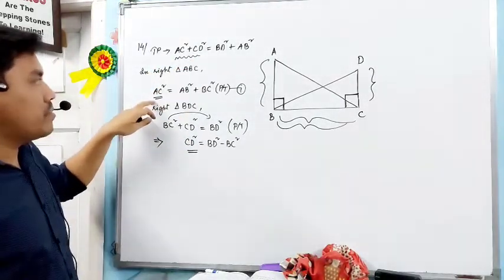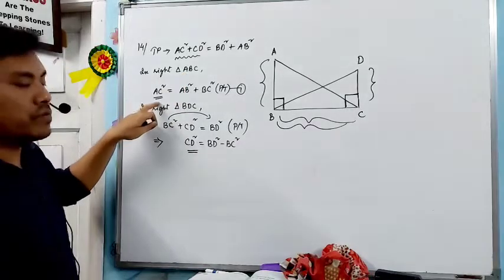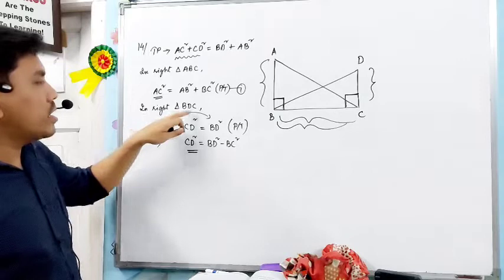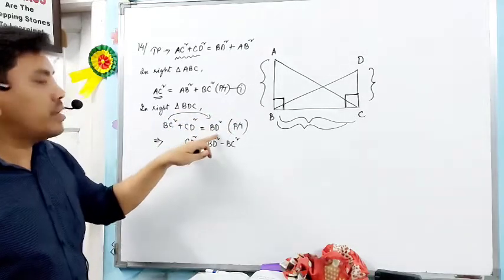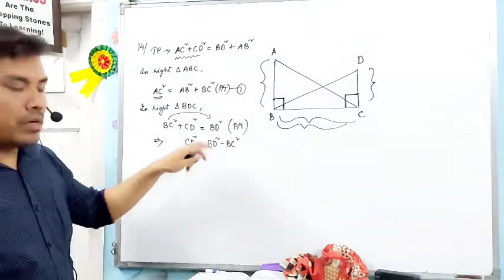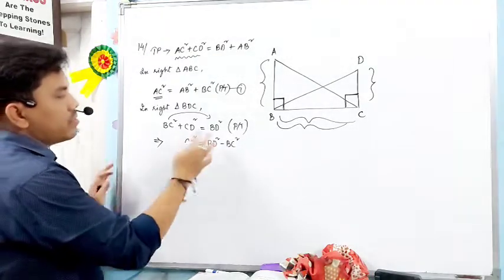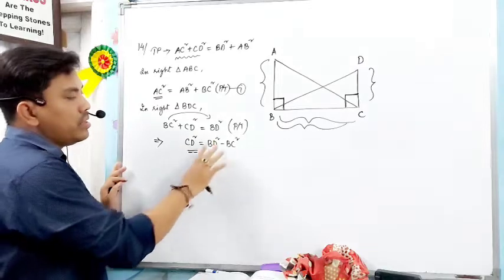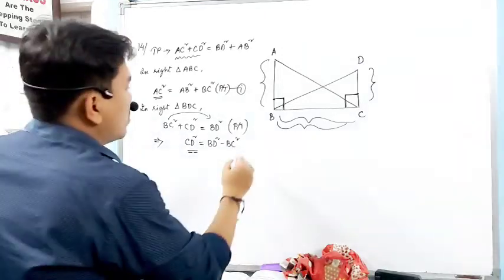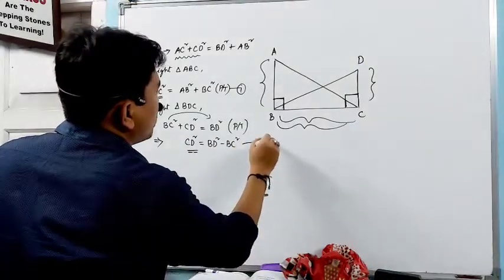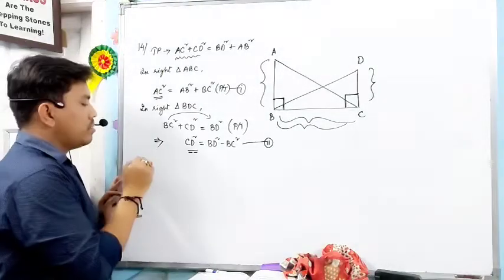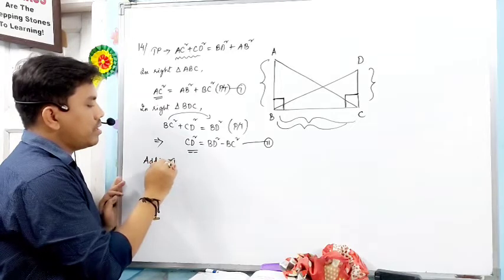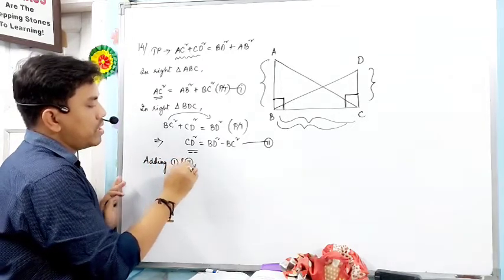From the first triangle itself, the hypotenuse square AC square will be equal to the sum of the squares of the other two. And in triangle BDC, the hypotenuse we have written on this side. Otherwise the sides will be different, so it is better we do it this way only. So this will be equation number 2. Now we will simply add 1 and 2.